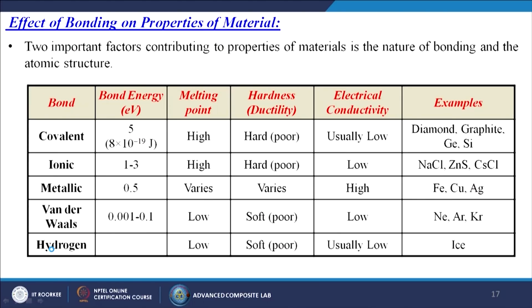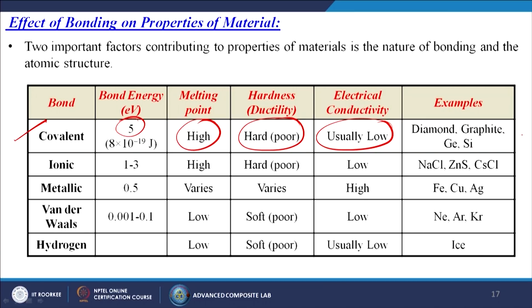Now we are going to discuss the effects of bonding on the properties of materials, how it affects them. Two important factors contributing to the properties of materials are the nature of bonding and, of course, the atomic structure. First, the covalent bond: bond energy is 5 electron volt, melting point is high, it is hard, ductility is very poor, electrical conductivity is usually low, and examples are diamond, graphite, germanium, silicon.